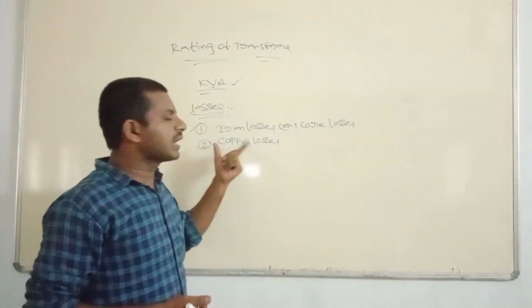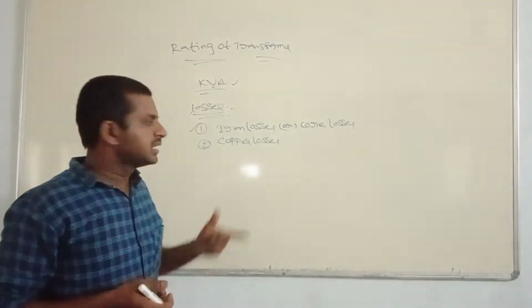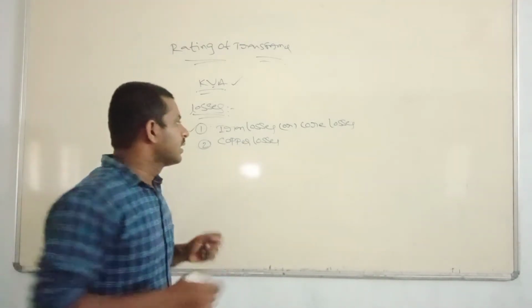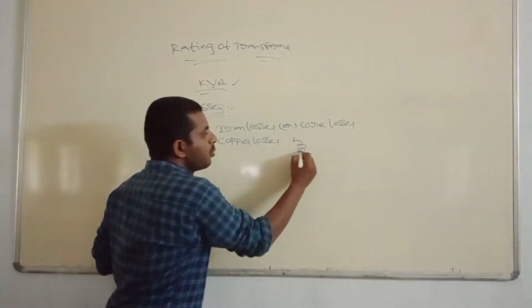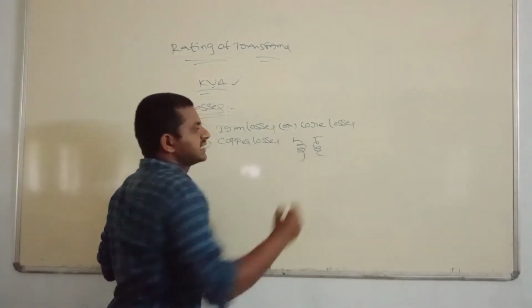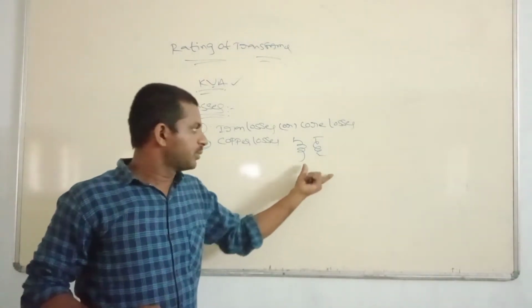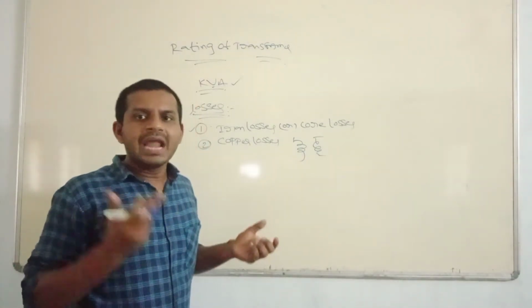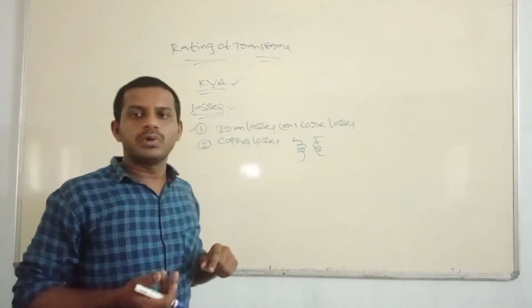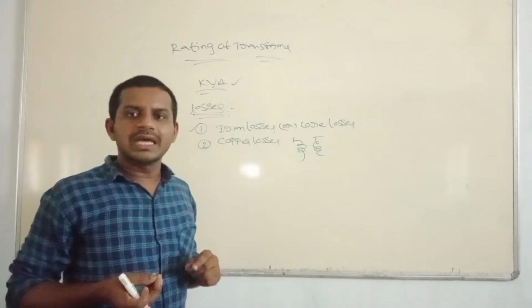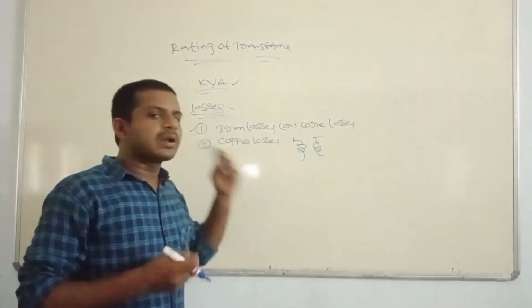Coming to the copper losses. In the transformer we are using different types of windings: one is the primary winding, and the second is the secondary winding. Both windings are manufactured from copper, so in that copper, copper losses are produced.